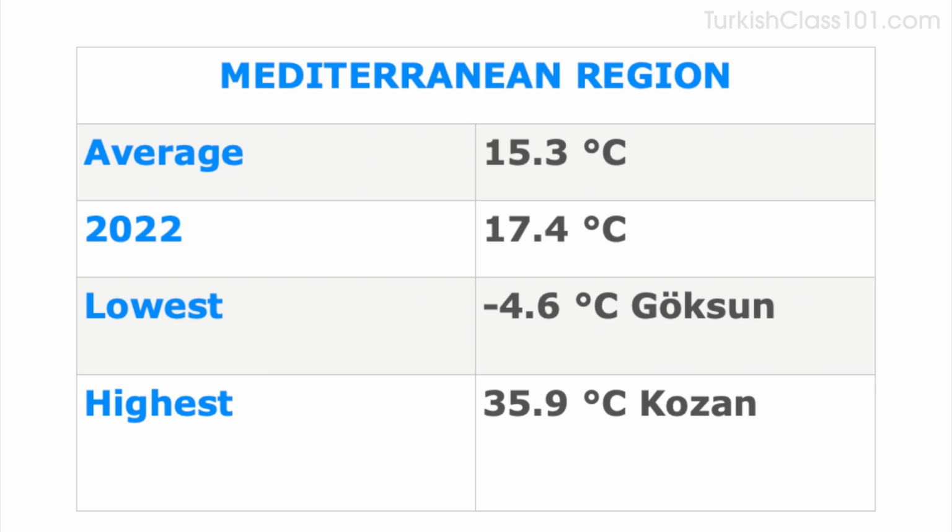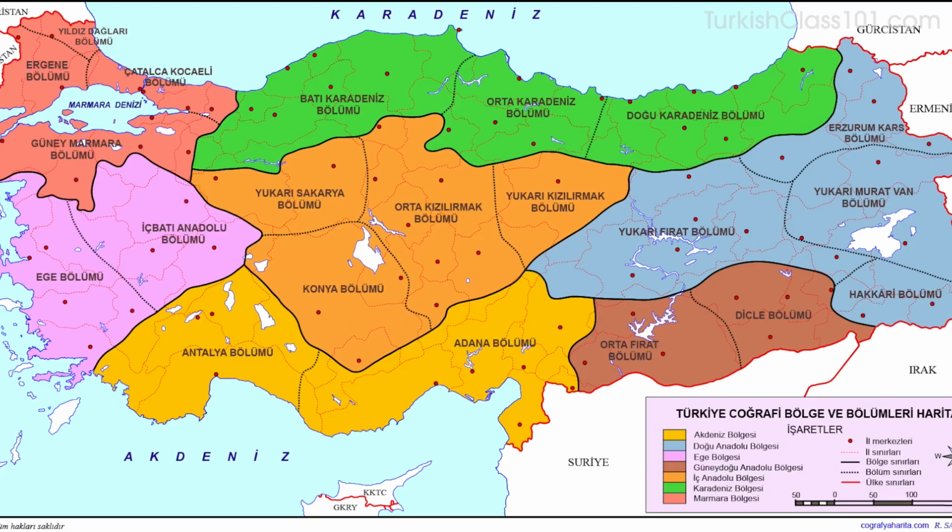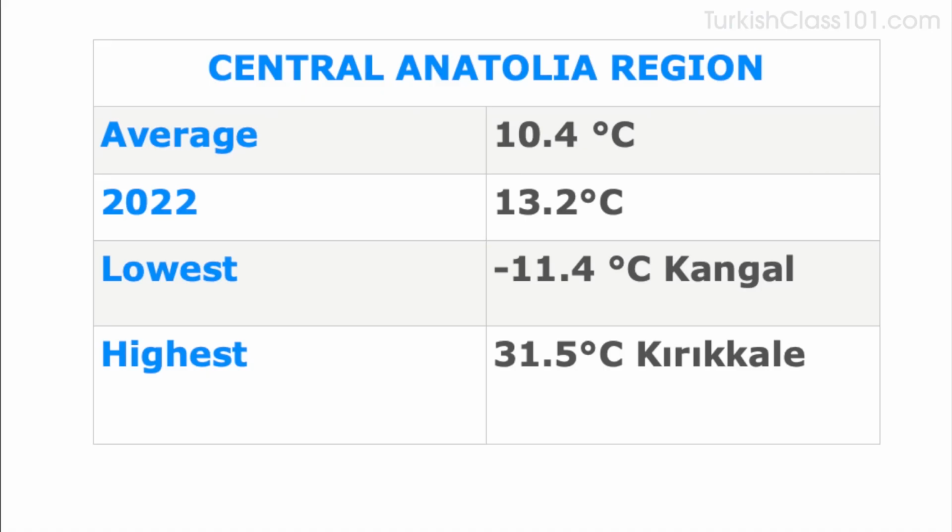35.9 in Kozan. Central Anatolia region, the long-term average temperature is 10.4. It was 13.2 in 2022. The lowest is minus 11.4 in Kangal. The highest is 31.5 in Kırıkkale.